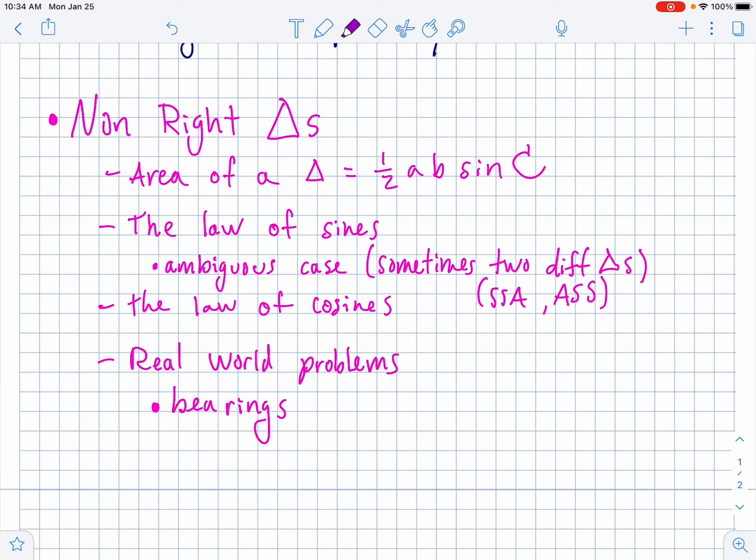We certainly will have some real-world problems in there that involve law of sines or law of cosines. Maybe they'll involve a bearing. Remember, true bearings. Most bearings, I expect you to know, are just true bearings, where you start at north and then rotate clockwise around a certain number of degrees.